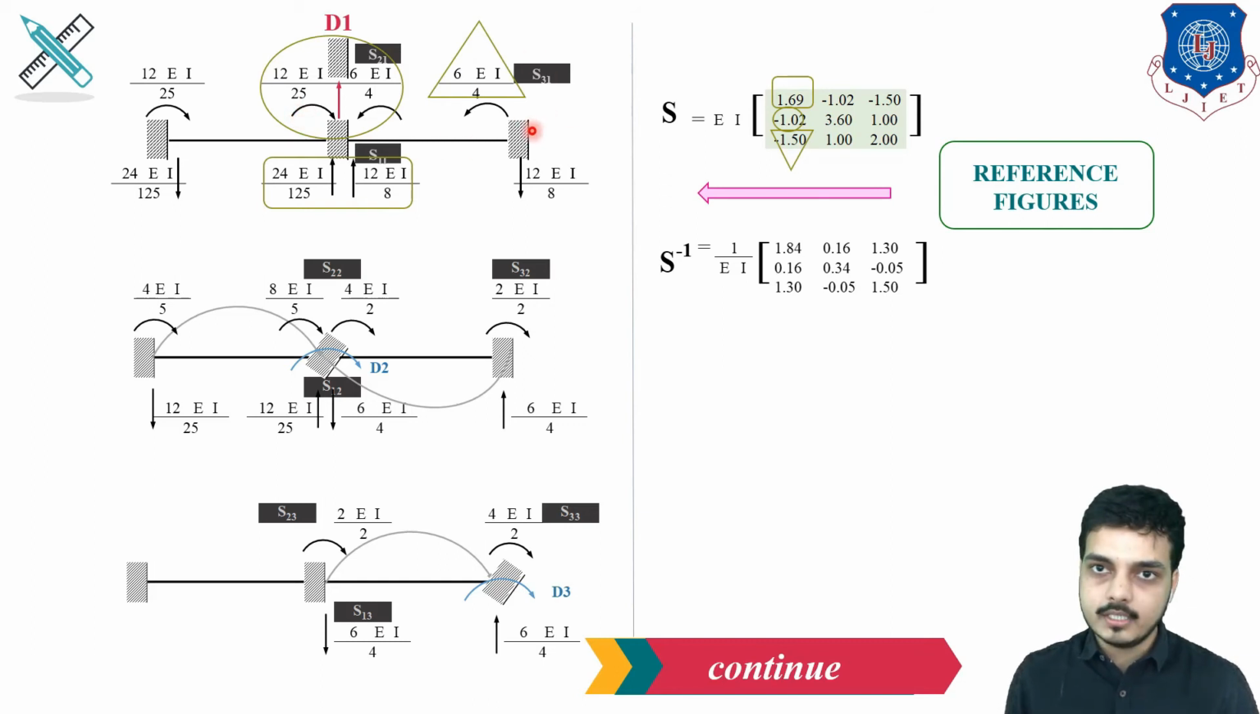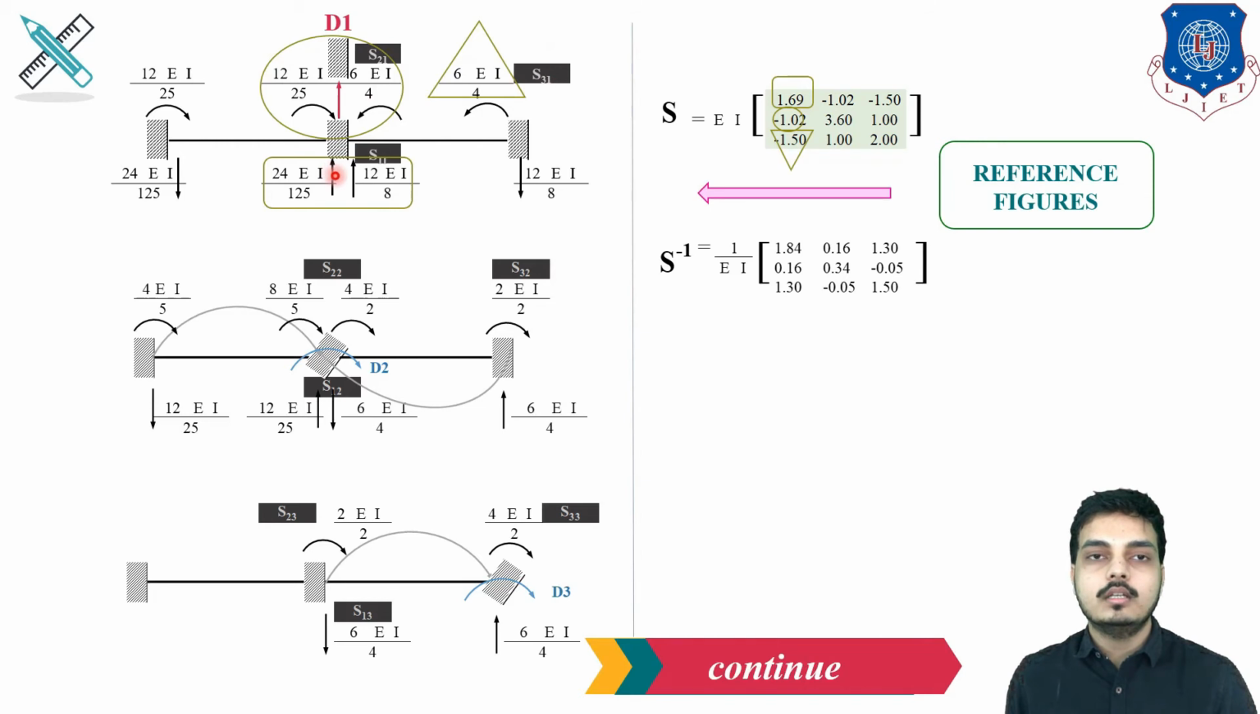I would like to repeat that our number one unknown is the reaction at B. So we just keep the reaction in mind, and that will be my S11. The second unknown is the moment at point B, so it will be the moment, and the third will be the moment at C, so here it is the moment at C as S31. So this is my S11, S21 and S31.